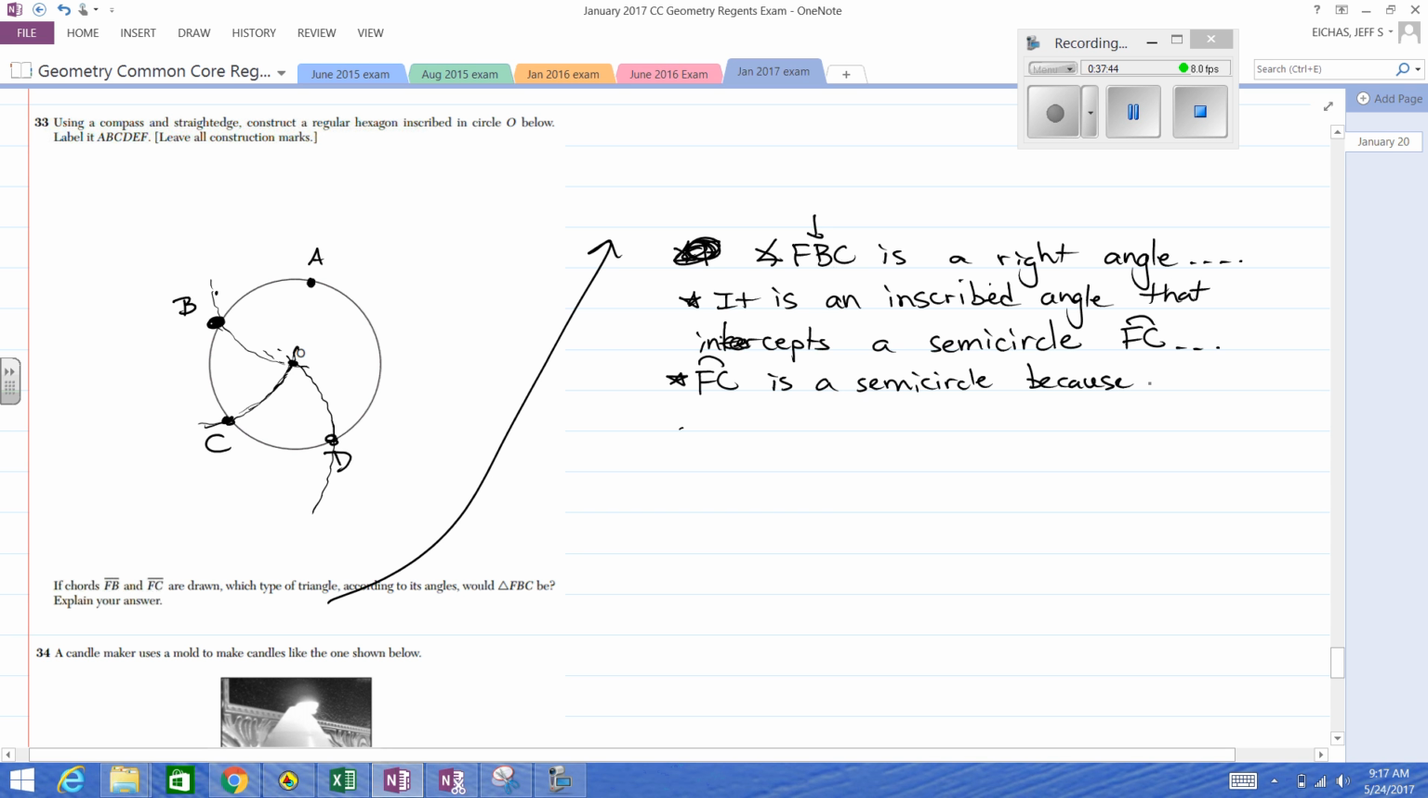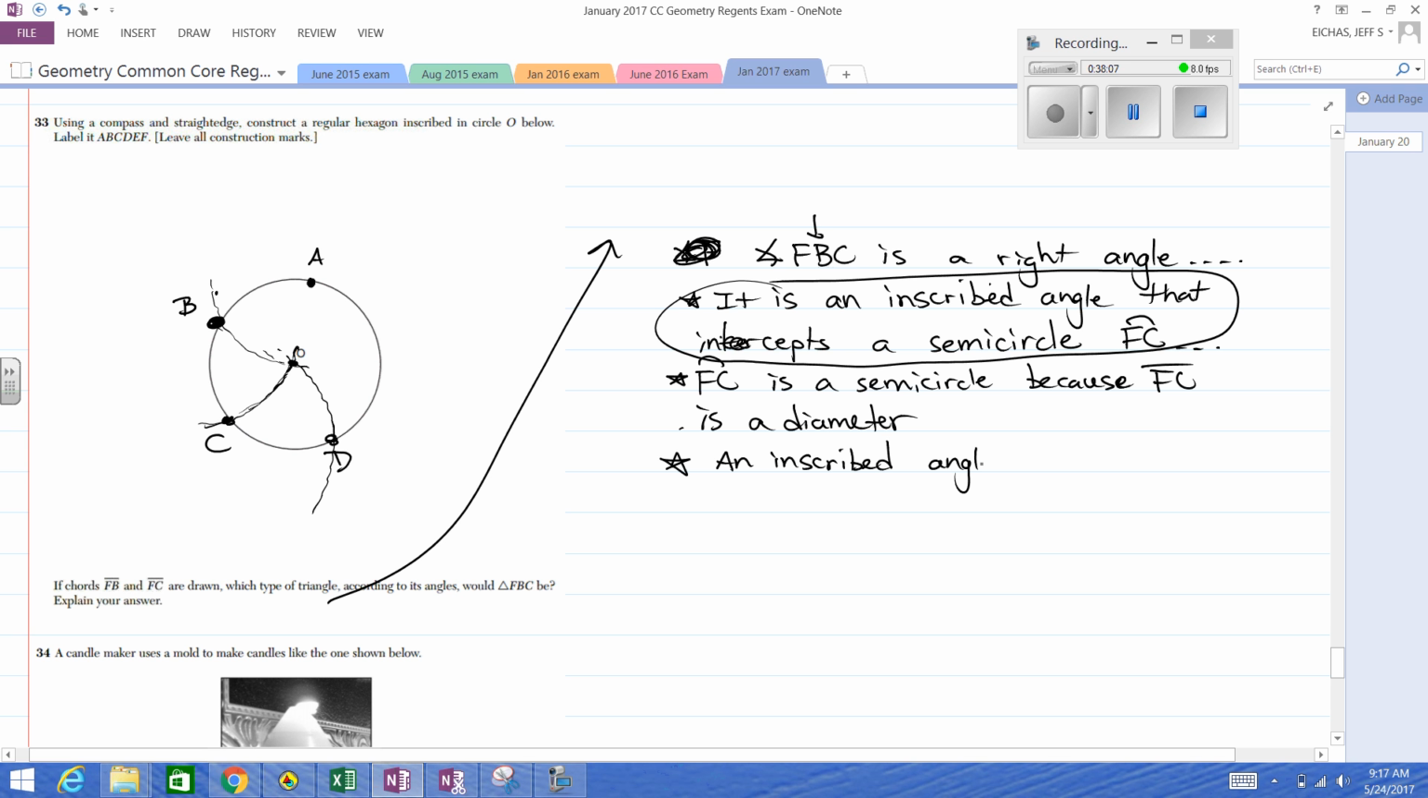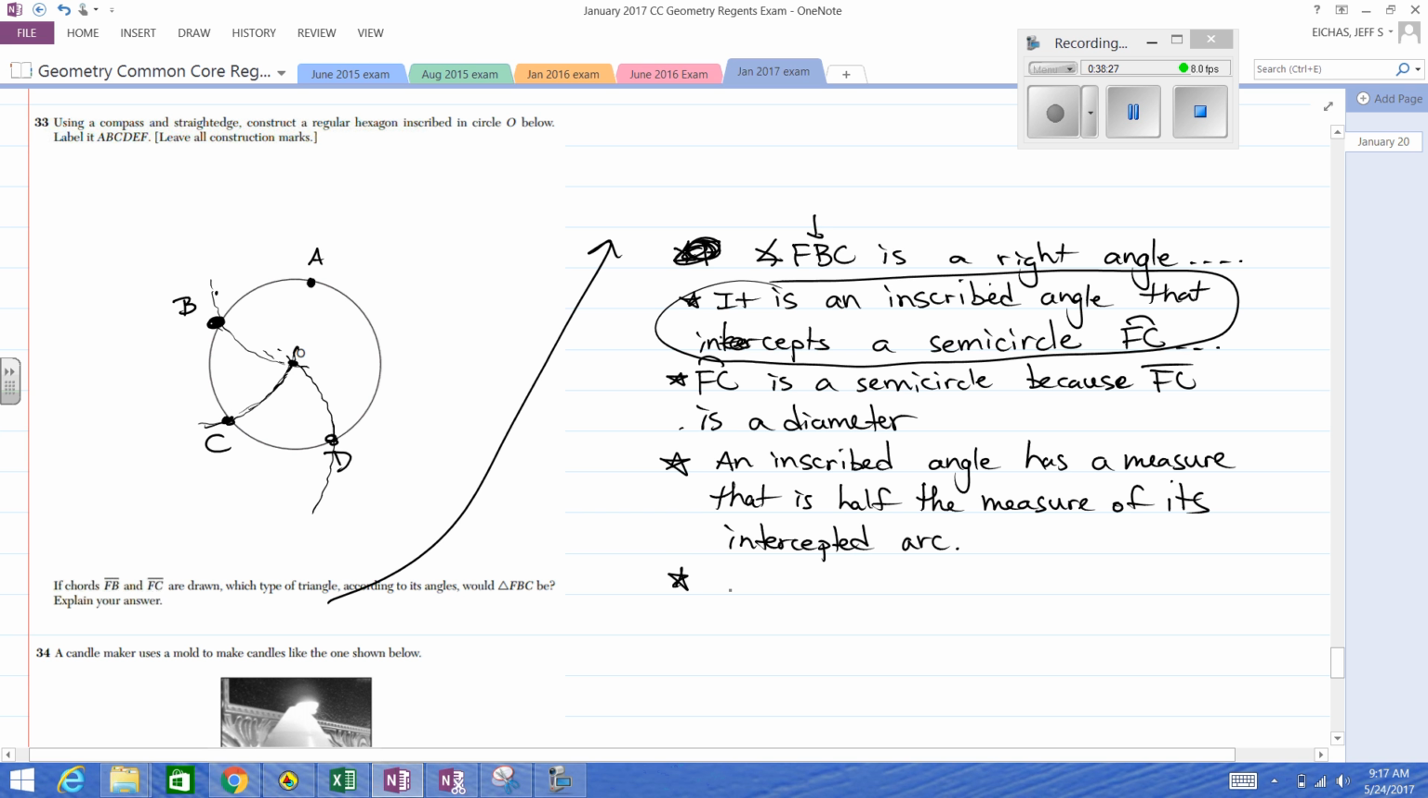Arc FC is a semicircle because FC is a diameter. So this is just a fact, that it's going to turn into a right angle. But if you need to explain it, we can do it this way. An inscribed angle has a measure that is half the measure of its intercepted arc. So since the measure of arc FC is 180, the measure of angle FBC is 90. Right, that's that half.